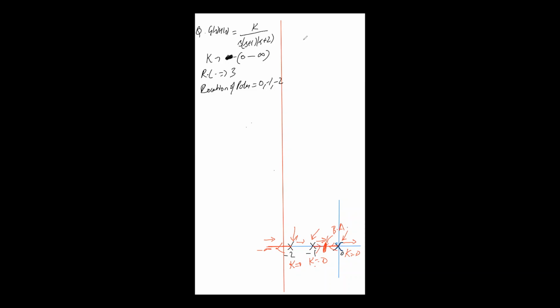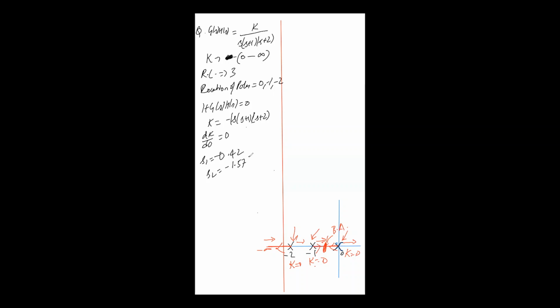Breakaway. So straight away we will jump into calculating the breakaway point. How will you calculate the breakaway point? By 1 plus G(s)H(s) is equal to 0. So k will be equal to minus of s into (s plus 1) into (s plus 2). This is your k. Differentiate it with respect to s and equate it to 0. So you will get two locations: the value of s1 will be minus 0.42, and the value of s2 will be minus 1.57.